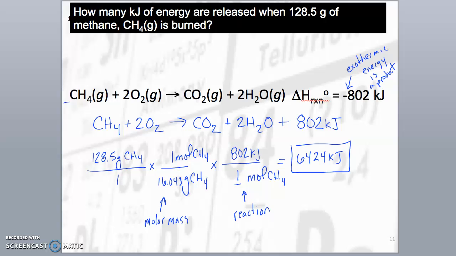And this would be a great problem to jot down and try on your own. And you can come back and look at this if you're having trouble with it.